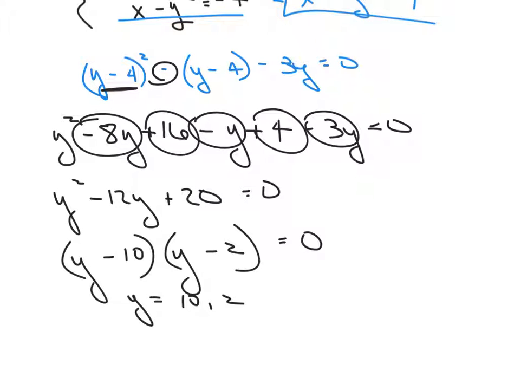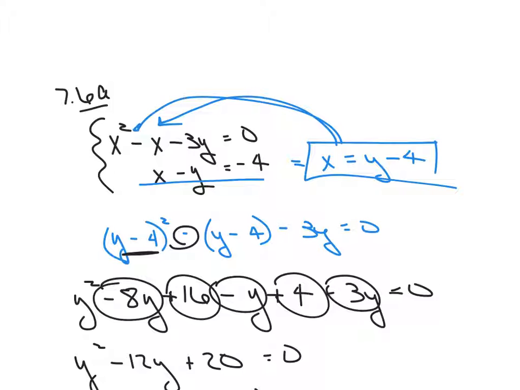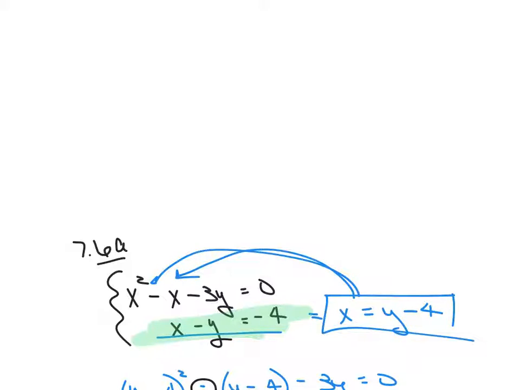So then what we've got to do is take these answers right here and plug those in my original equation to see what my x value is. So if y is 10 and 2, I substitute the 10 and the 2 back in the two original equations. And if I were substituting them in the original equations, I'd pick the simpler of the two. In this case, x minus y equals negative 4.